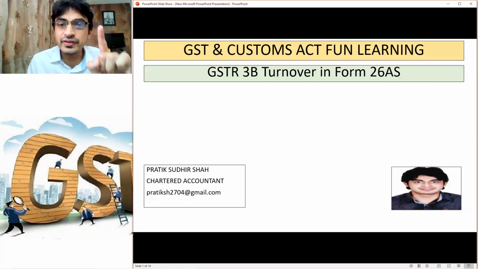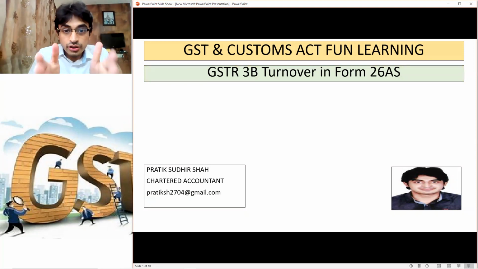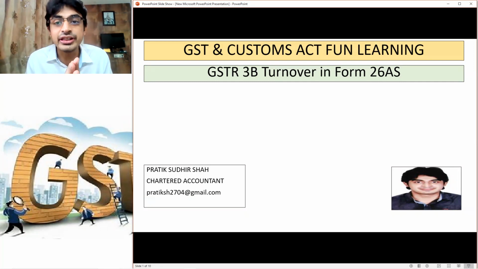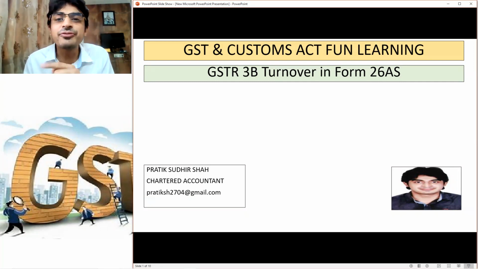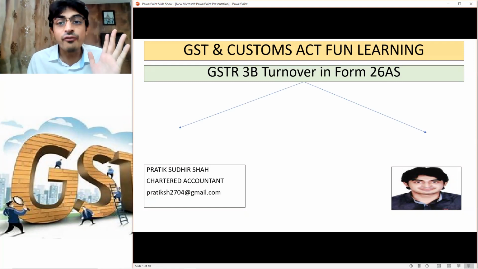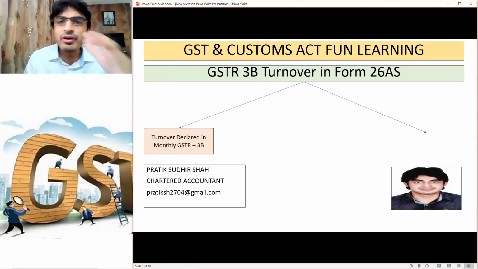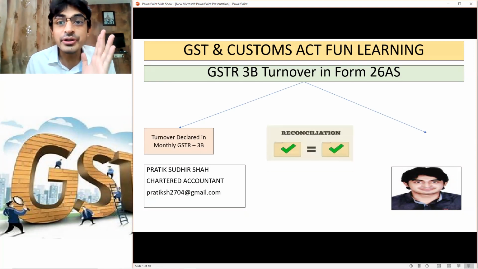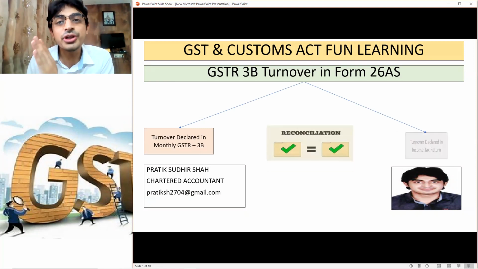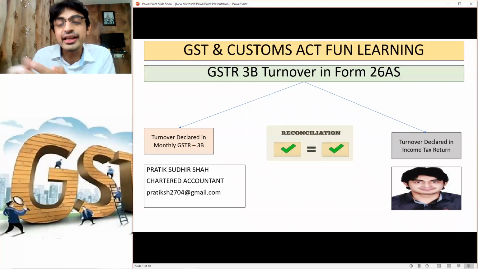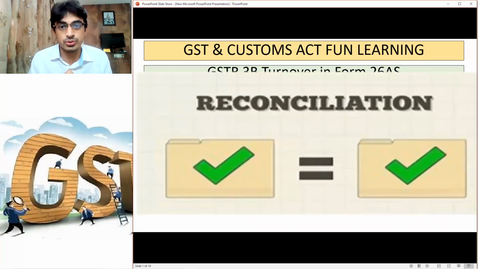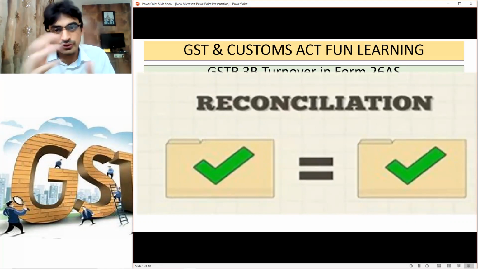Today, I would like to discuss one big update with you. Turnover, which you have declared in your GST returns, GSTR 3B, is now coming in Form 26 AS of income tax return. So, whatever monthly turnover you have declared in your GST returns, now you are required to reconcile with your turnover, which you are going to declare in your income tax return. This reconciliation you are required to do. So, there are few FAQs, few questions.